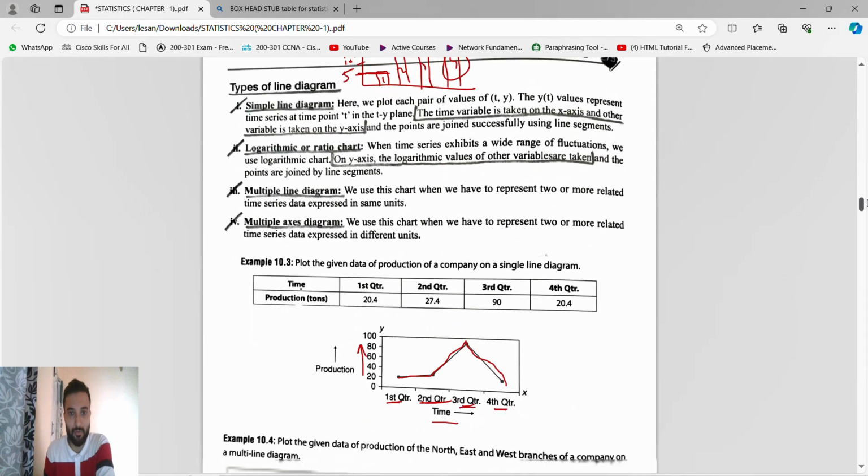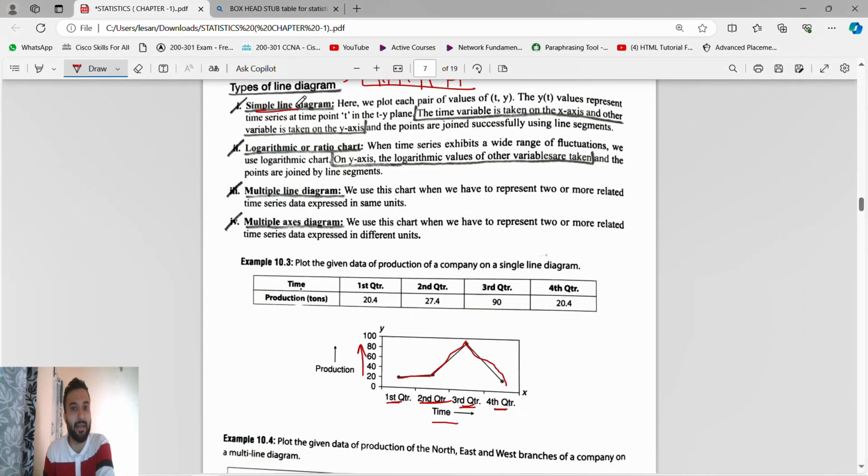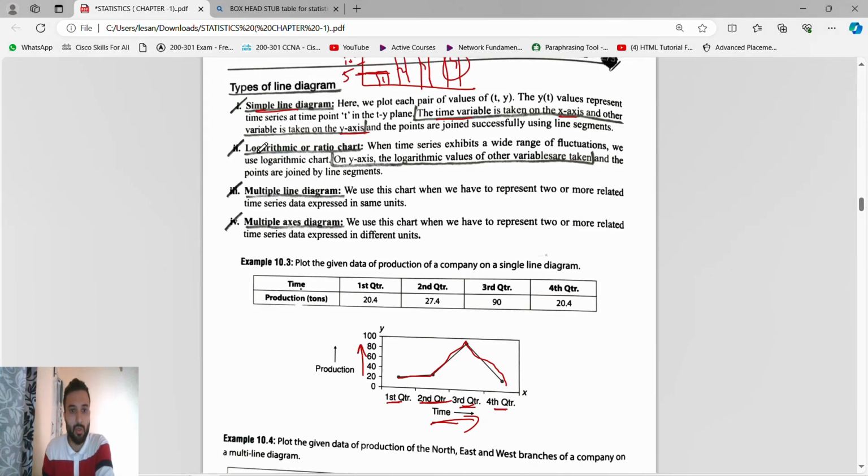The types of line diagram are, first, the simple line diagram. Guys, whatever is underlined, you remember that only. Simple line diagram means the time variable is on the x-axis and the other variable is on the y-axis. Logarithmic or ratio chart: same, the x-axis is the time interval, but on the y-axis the logarithmic values will be there. So simple line diagram is x-axis time, y-axis anything. Logarithmic or ratio chart means x-axis is time, but y-axis is a logarithm, log values.